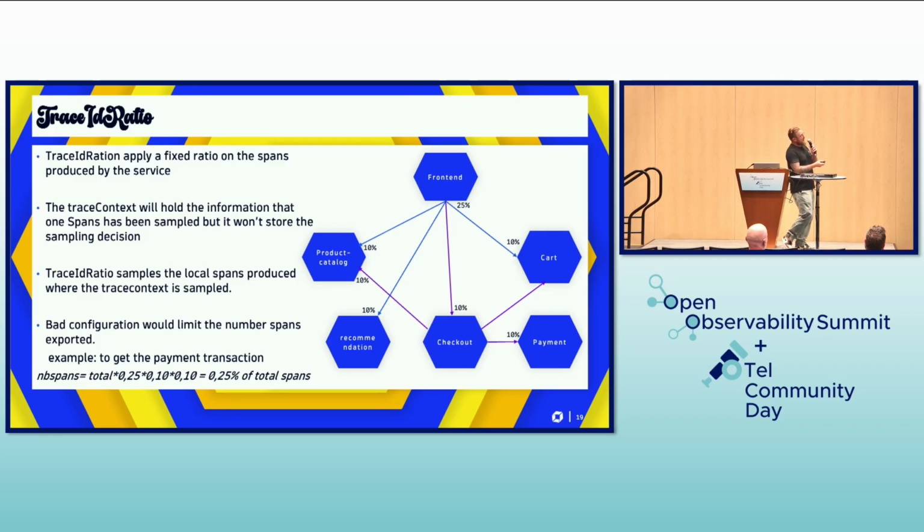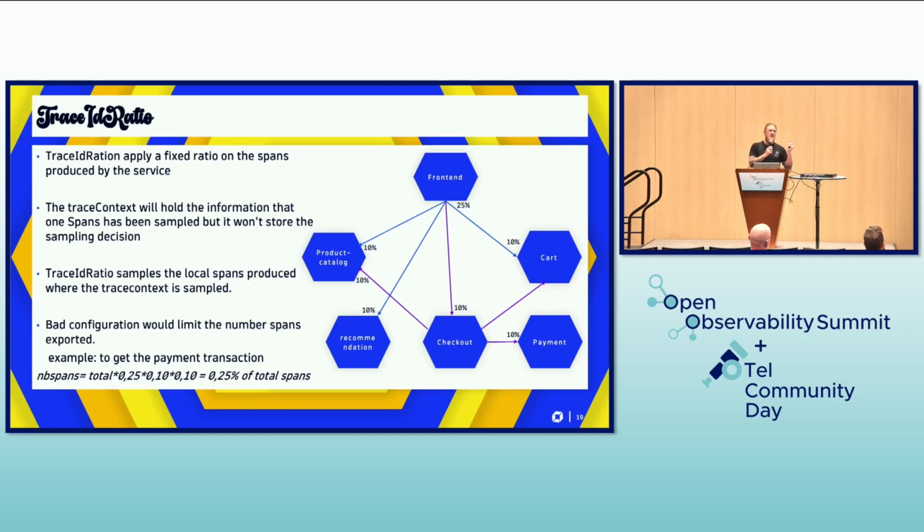So here is an example of a bad configuration. Let's say I'm really focused on getting spans about the payment transaction. So we do the math: 25% multiplied by 10%, multiplied by 10%, then it means that I will have only 0.25% of spans with the payment span. So a very, very limited number of assets to take decisions. So here is a very bad configuration.